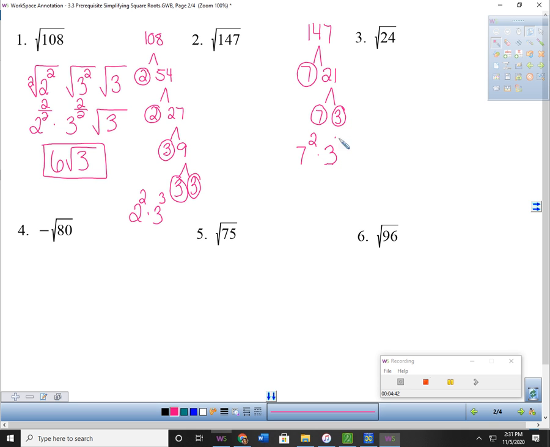And here's the thing. You don't want anything left under the root that has a power bigger than your root number. So if I already have a power less than my root number, then I already know this is going to be the number under the root. So I've got the square root of 7 squared and the square root of 3. What is the square root of 7 squared? 7. And then you have your square root of 3, which is your prime number there at the back.